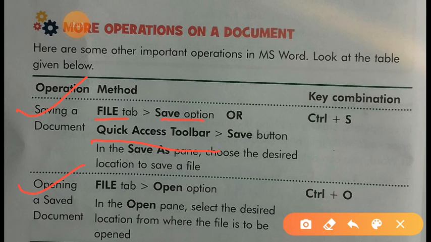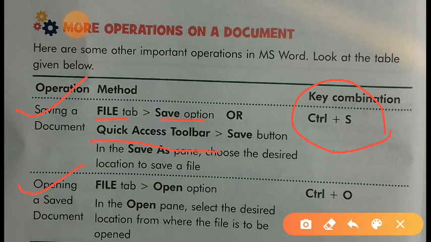So you will see, students, at the left side of the title bar, there will be a Quick Access Toolbar. There you have to select the Save button, and then a dialog box will appear. Just type your file name, and then click on the Save option. And you can also use a key combination to save a document. Ctrl plus S. Ctrl plus S is the key combination to save a document.